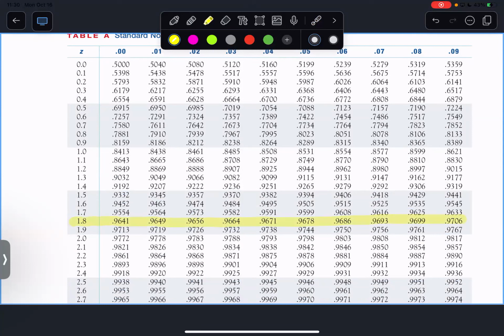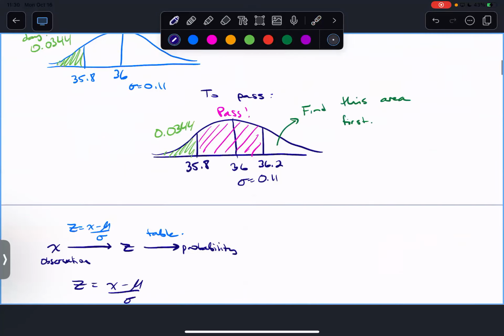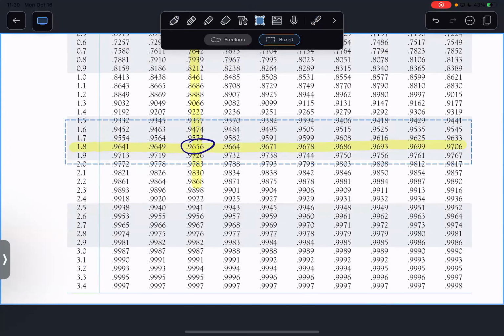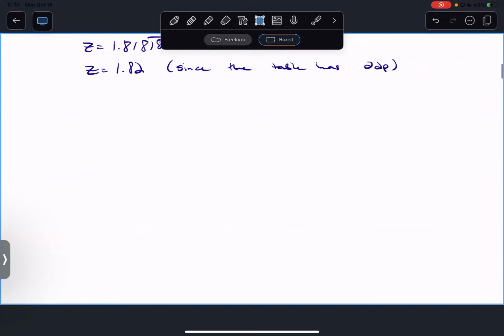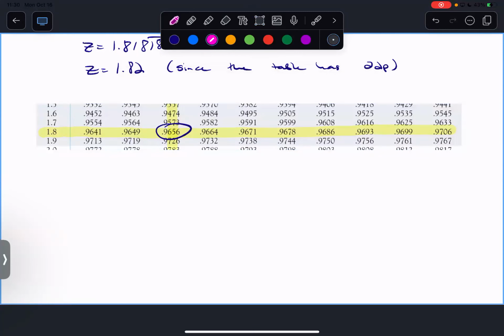Start by highlighting that. And then I want 0.9656. Maybe I'll grab a copy of that, mostly so I don't have to remember it. Now go to the table.